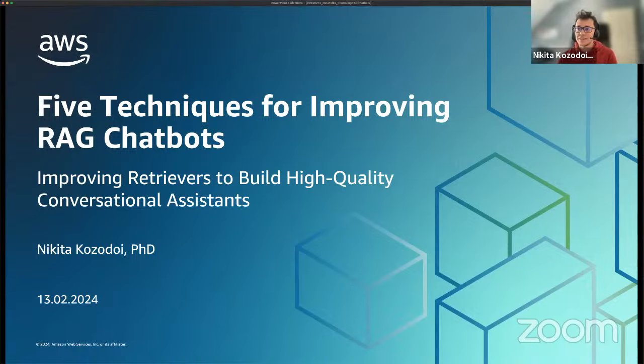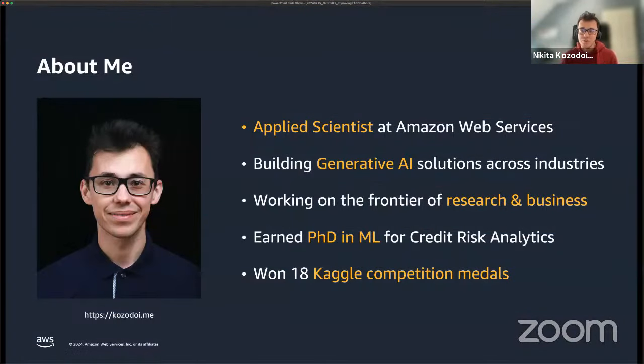So before I start, just a few notes about myself. My name is Nikita. I currently work as an applied scientist at Amazon Web Services, where I'm working in a team that builds generative AI solutions for different customers across different industries. Customers come to us and we try to develop prototypes, proof of concept solutions for them, to unlock different value that generative AI can bring to some of the use cases that the customers have.